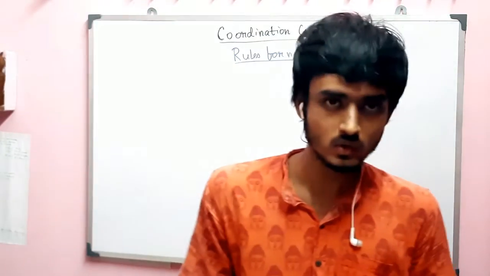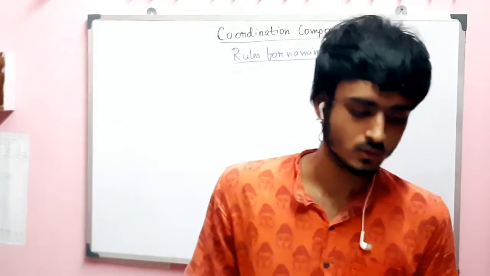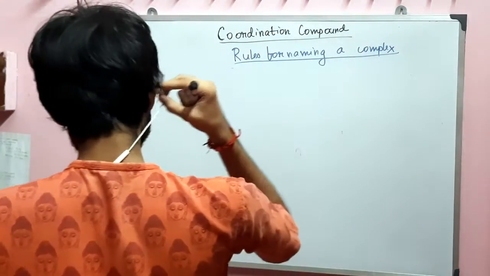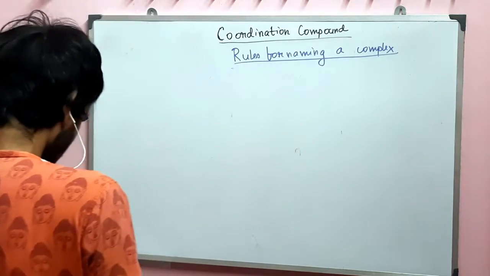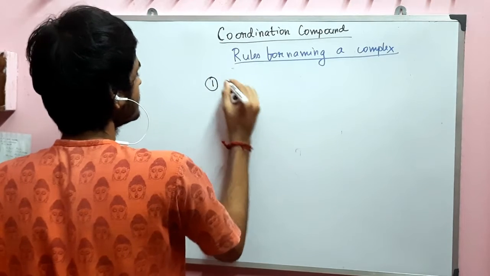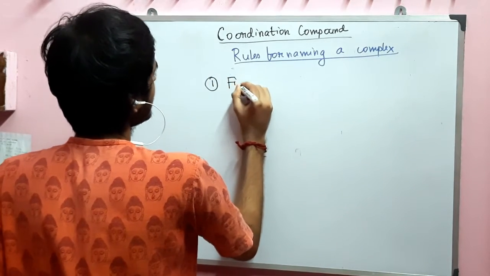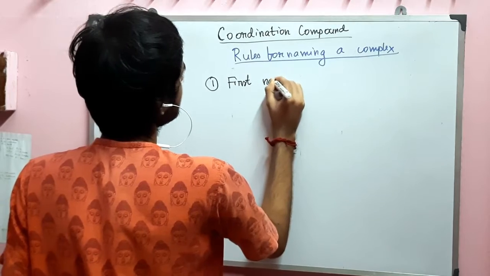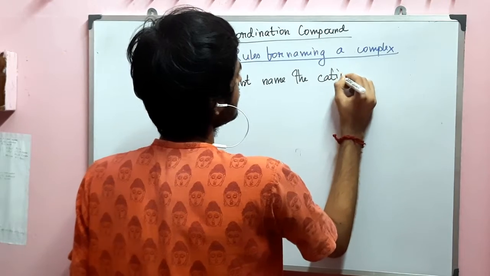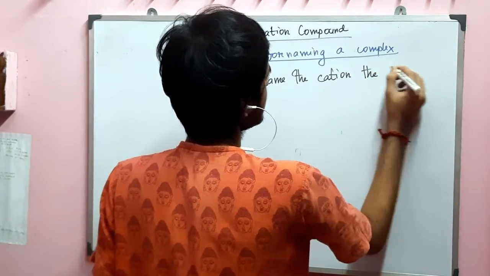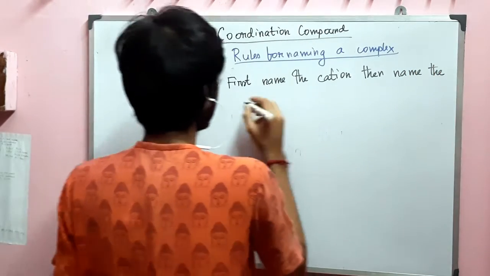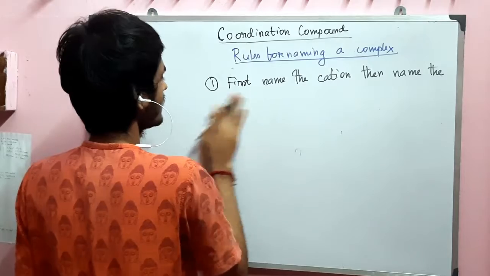So we will be continuing from our next topic, the rules of naming of a complex. The first rule is: first name the cation, then name the anion.